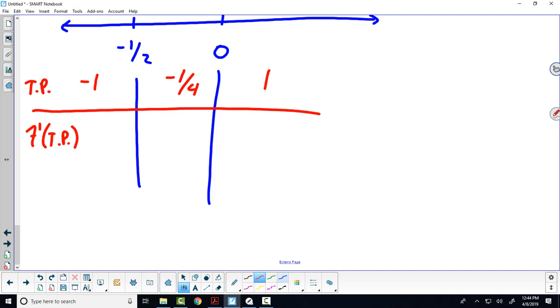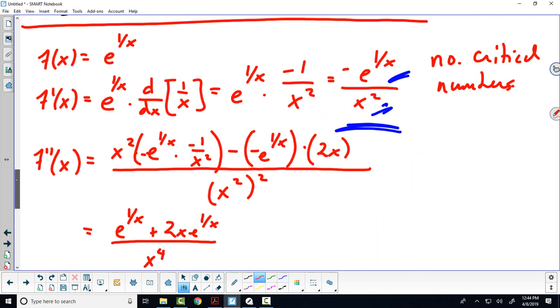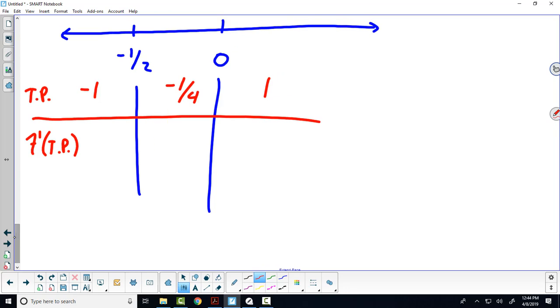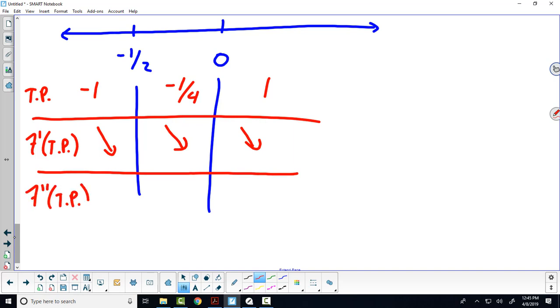So plugging those into the first derivative, we get f prime of the test point. If you go all the way back to where we calculated the first derivative, if I plug in -1, this factor is negative, and this factor is positive, and this factor is positive. So the only thing dictating the sign on the first derivative is that negative sign. This is decreasing. Likewise, if I plug in -1/4 or 1, we get negative output values. So it's decreasing. Let's plug these values into the second derivative.